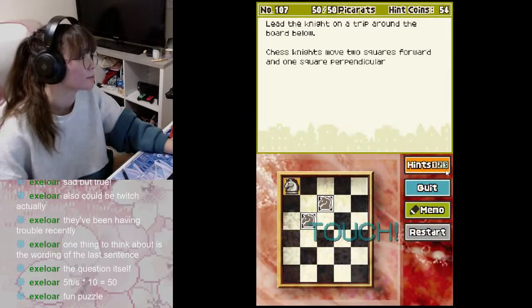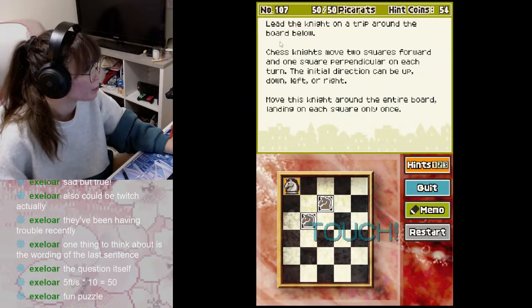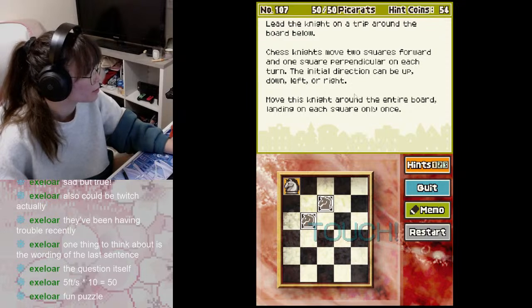50 Picarats. Lead the knight on a trip around the board below. Chess knights move the knight around the entire board, landing on each square only once.